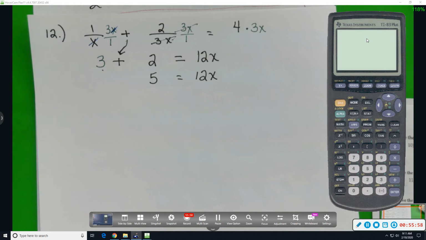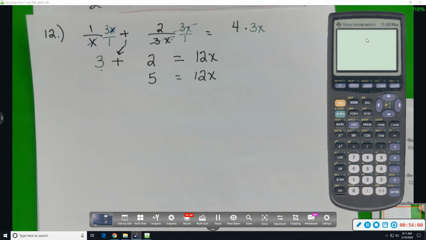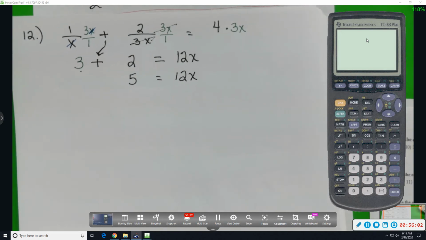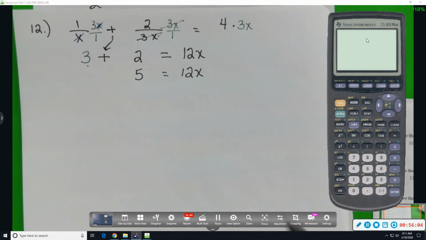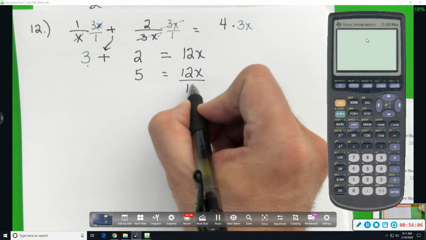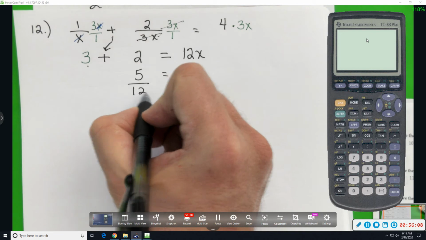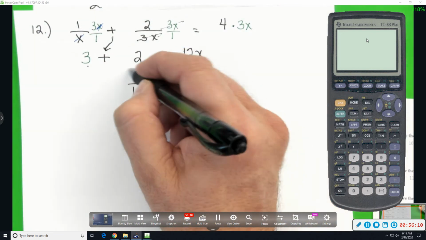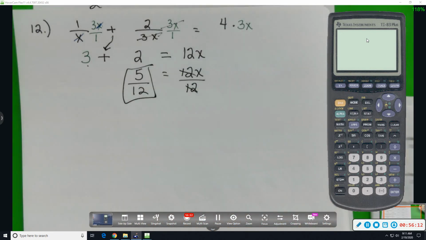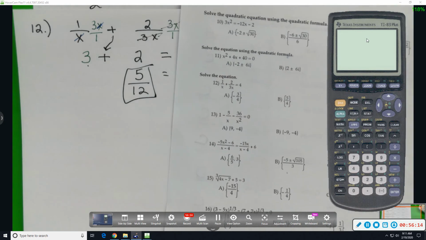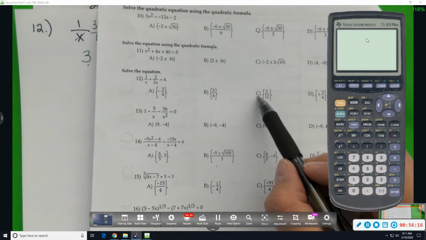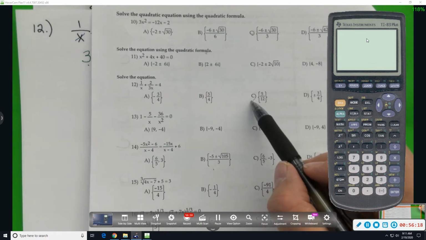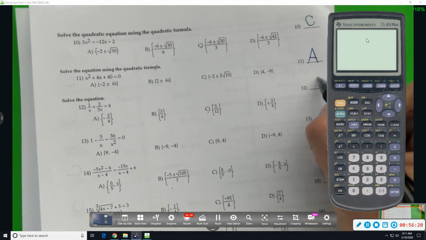This is just a linear equation. So divide by 12, get the x by itself. Did I hear divide by 12? Because that's right. So 5 over 12 is the answer for number 12. 5 over 12, so C.